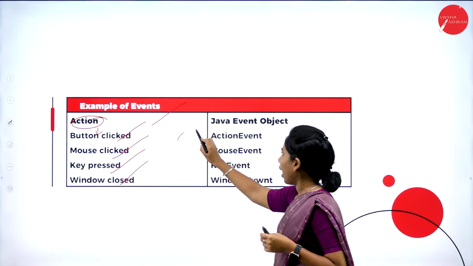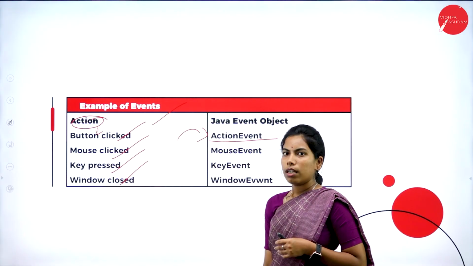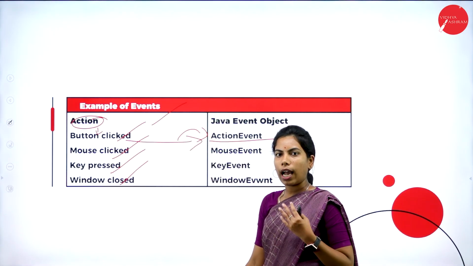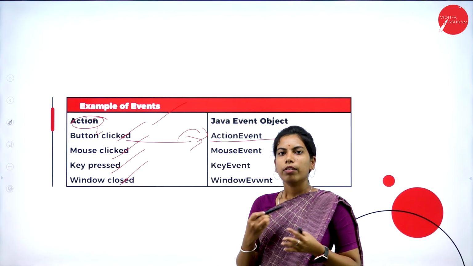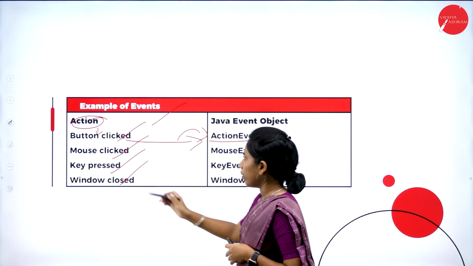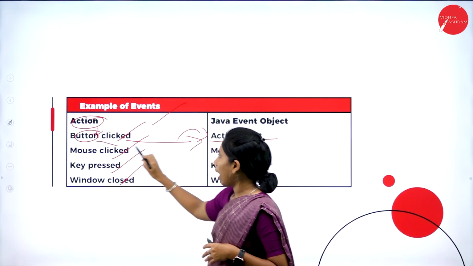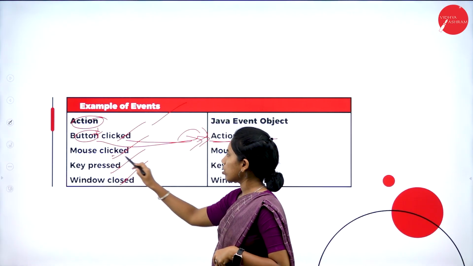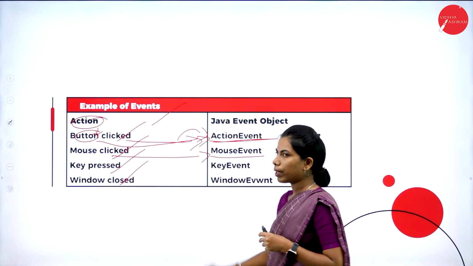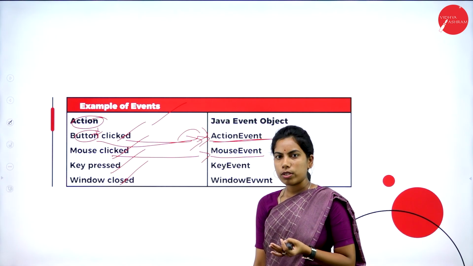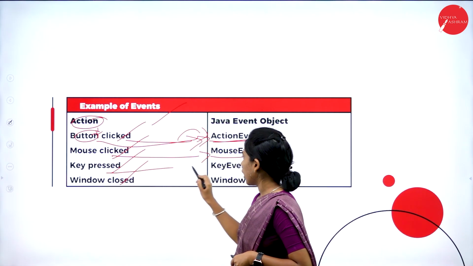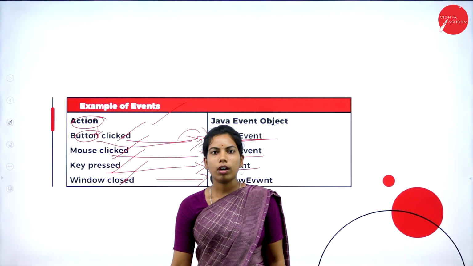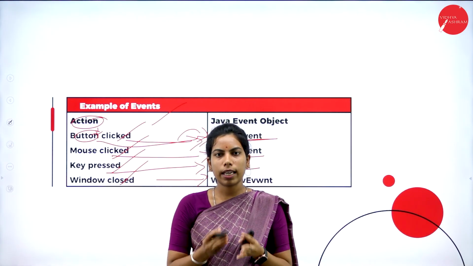So for that we have an object. For the event of a button click, we have the object called ActionEvent. When I am working with a button, it will have an object name called what? ActionEvent. When I am working with a mouse operation, it has a predefined object name, what? MouseEvent. And when I am working with the keyboard, KeyEvent. When I work with a window, it has a what? WindowEvent. These are some of the examples.